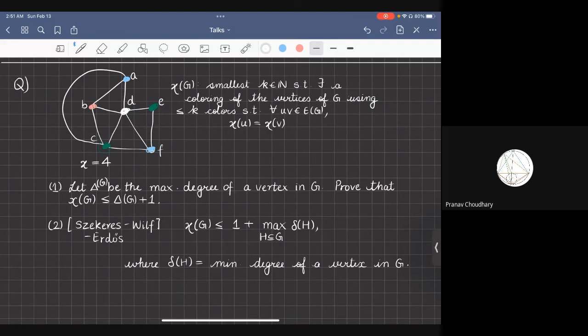The second problem is stronger than the first problem because small delta of H can never exceed capital Delta of G, if you think about it. And so this is stronger than the first problem.